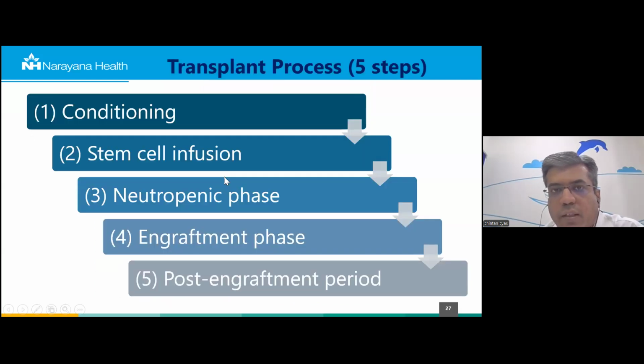Now, what is the transplant process? So first, as I mentioned, it is conditioning chemotherapy. Second is stem cell infusion. Third is the neutropenic phase. Fourth is the engraftment phase. And fifth is the post-engraftment phase.